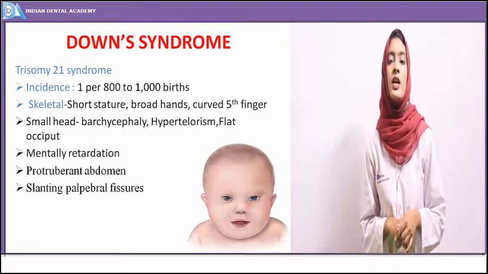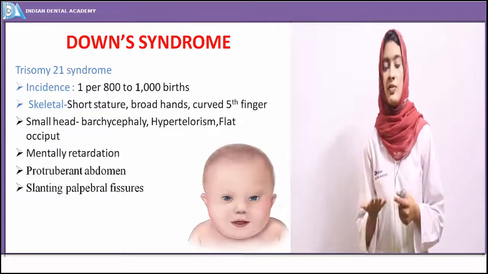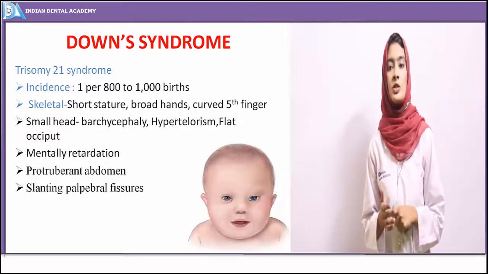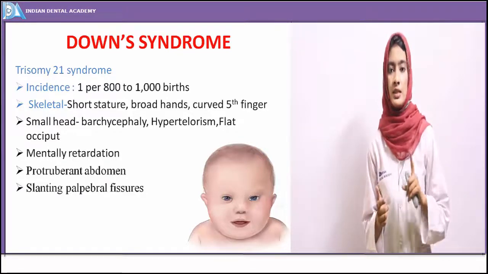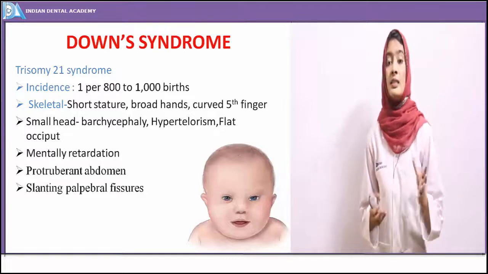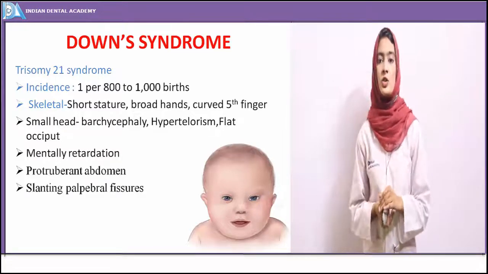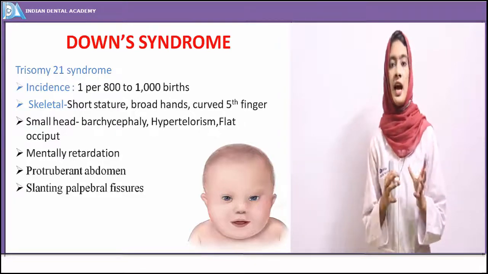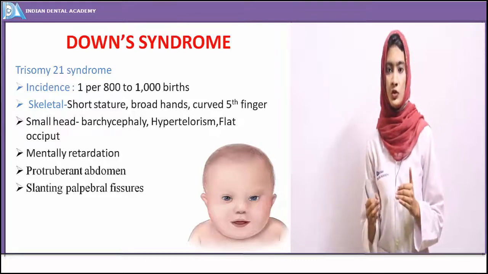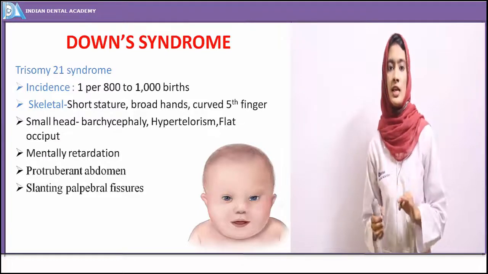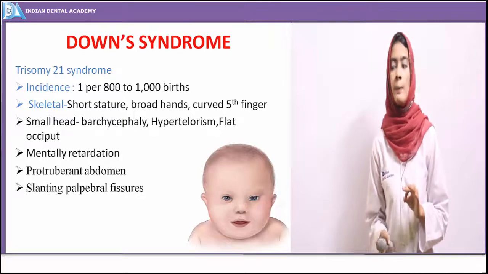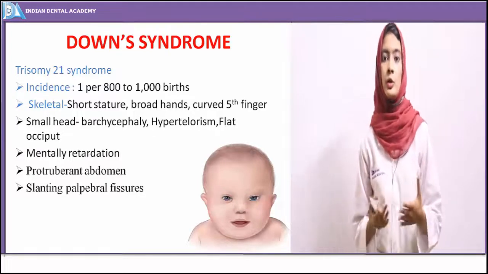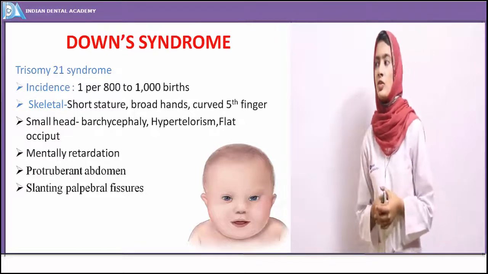The fifth finger is curved, and when you see the palm of the child, we have so many lines or palmar creases, but the child affected with Down syndrome will have only a single palmar crease. And the most characteristic feature of Down syndrome is the occurrence of mental retardation. Children with Down syndrome have an intelligence quotient of just 25 to 50, when the normal IQ for a child should be about 100. So here it's about 25 to 50 only, even in mild to moderate cases.